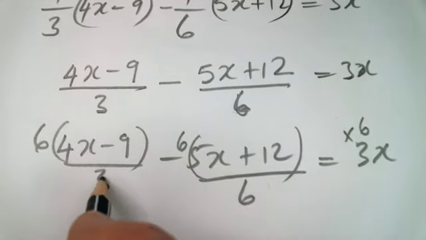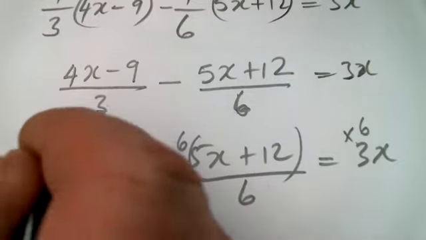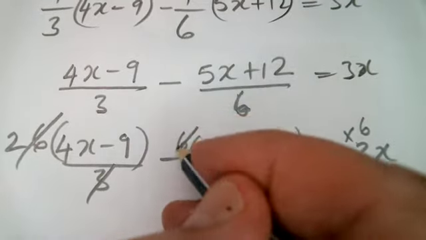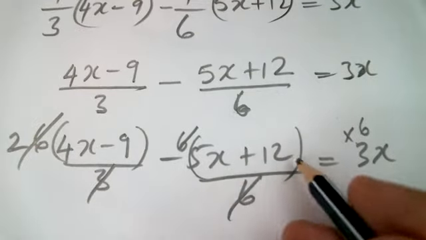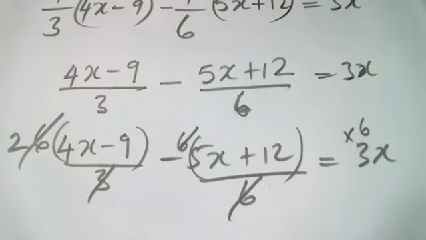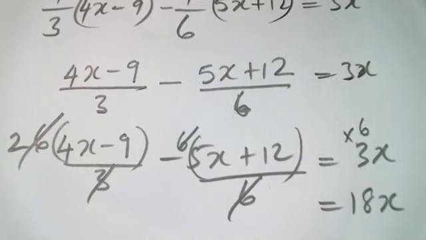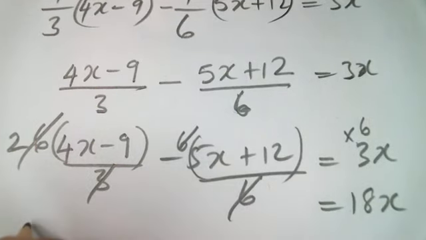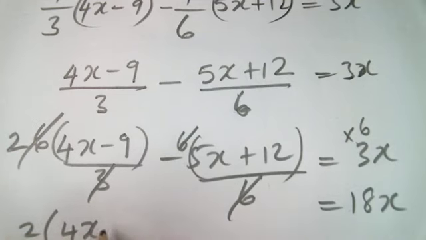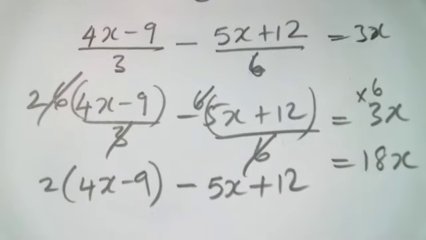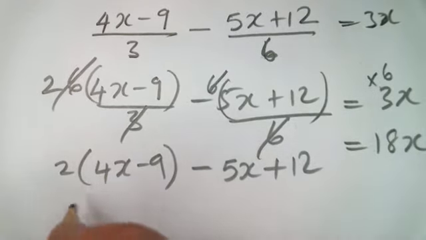Now, 3 goes into 6 twice, so cross it out, put a 2 in front. 6 goes into 6 once, so I can just put a 1 in front, but 1 times that is itself. And of course, 3 6s are 18. So now what am I left with? I've got 2 times 4x minus 9 minus, and I can take the brackets away now, 5x plus 12 is equal to 18x. I'm going to expand this out.